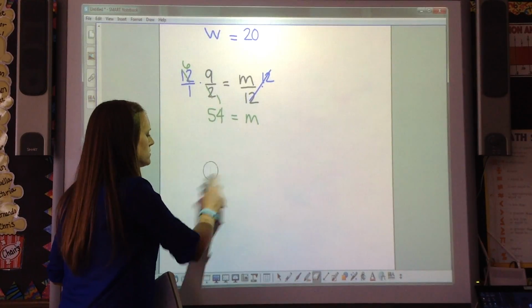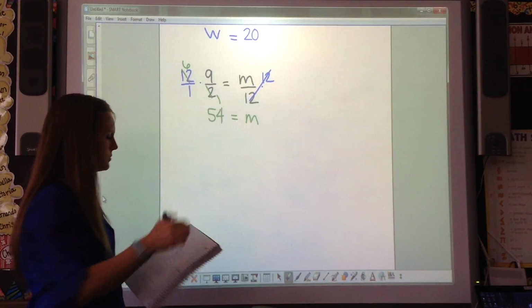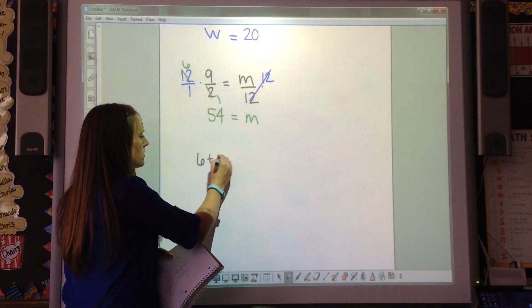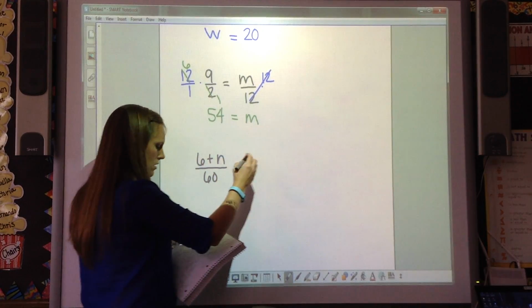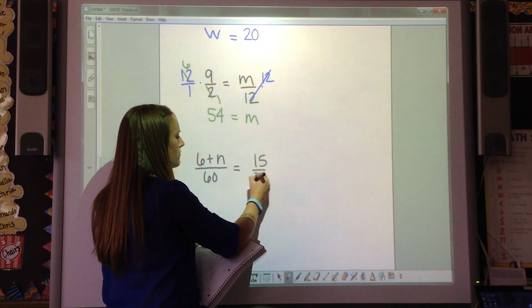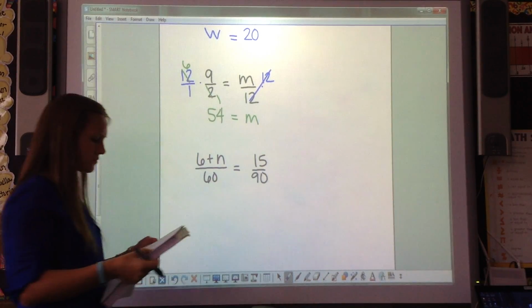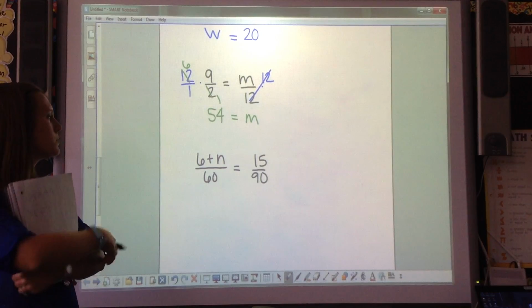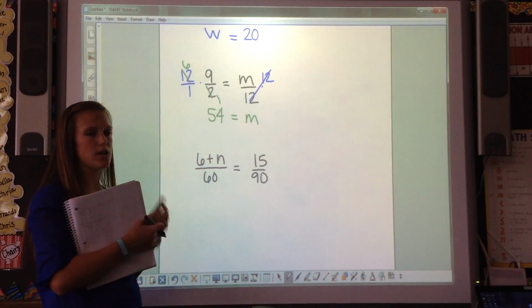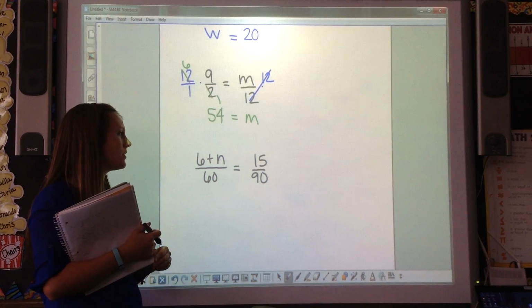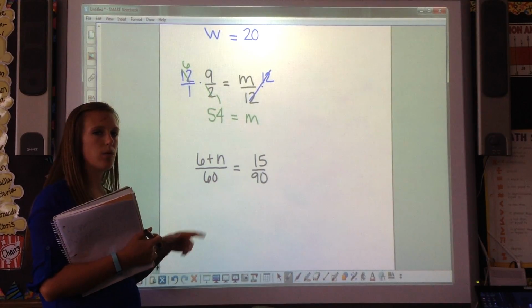Oh, my bad. Let's do this one. (6 plus n) over 60 equals 15 over 9. Okay, this proportion looks different because in this ratio you had an operation. We're still going to use algebra to solve this ratio.